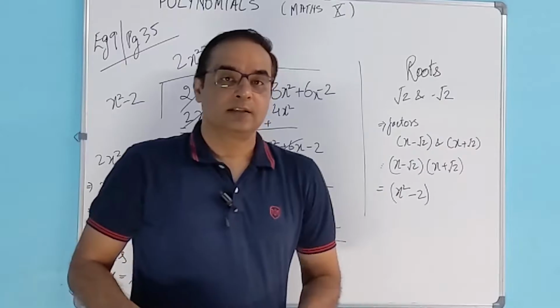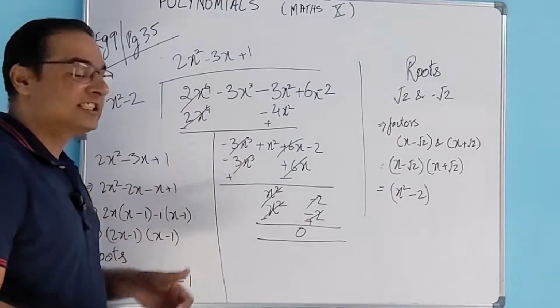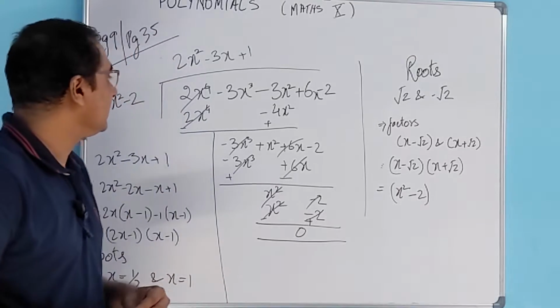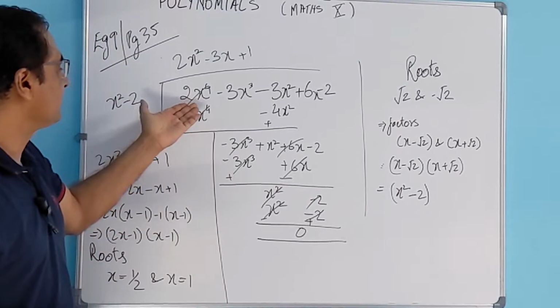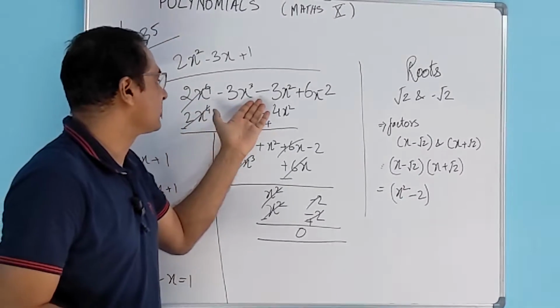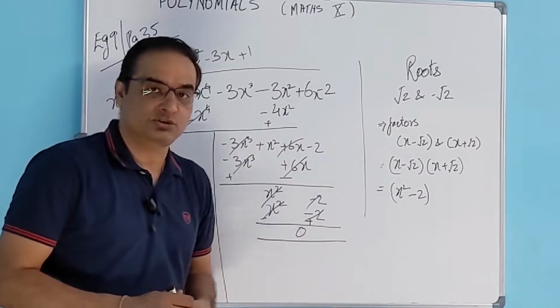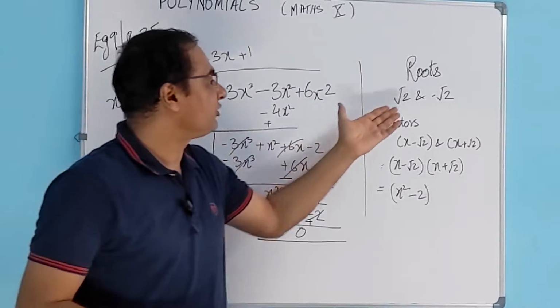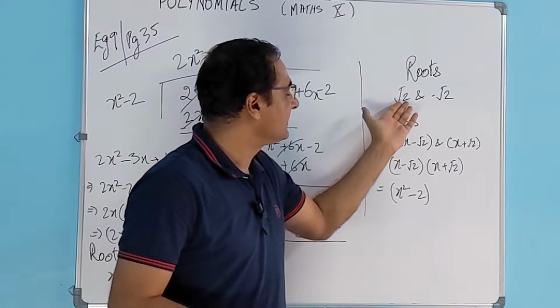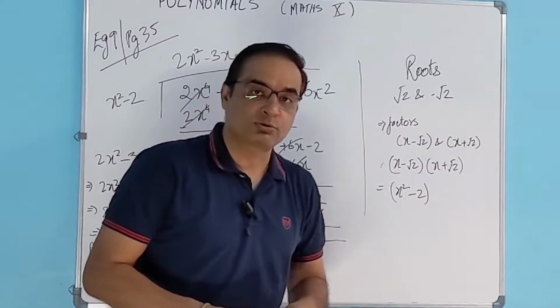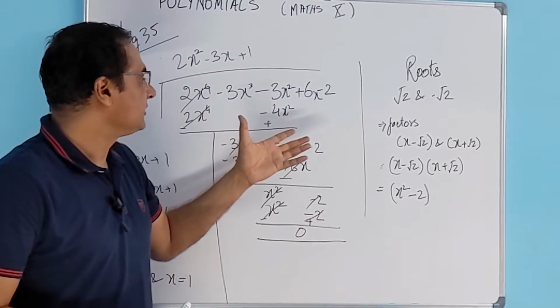Let's look at example number 9, which is given on page number 35. We are given this polynomial, which is 2x raised to the power 4 minus 3x cube minus 3x square plus 6x minus 2, and then we are given the information that it has two roots, root 2 and minus root 2. So if we look at here, what do we understand?